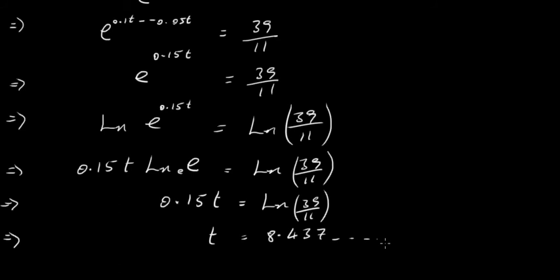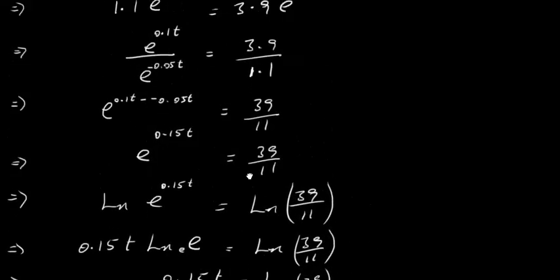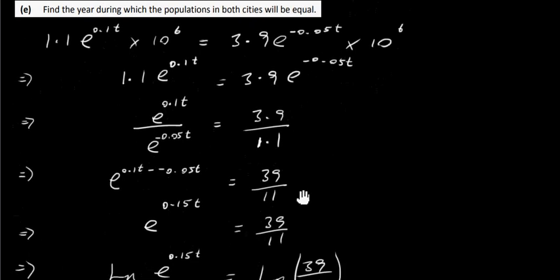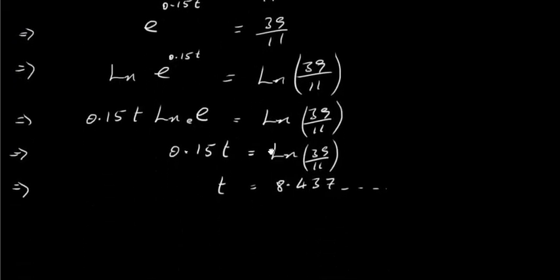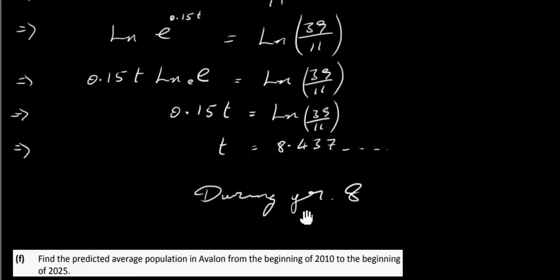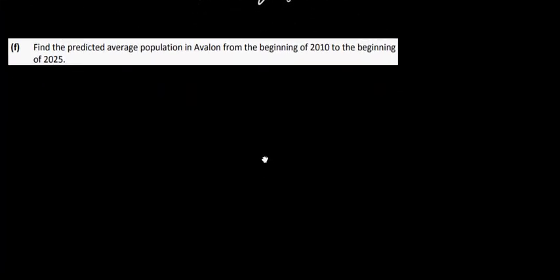Find the year during which... the question was, find a year during which the population in both cities will be equal. So it's almost 8.5 years here, so it's going to be during year 8. Okay, so that's part E. So let's have a look at part F then.